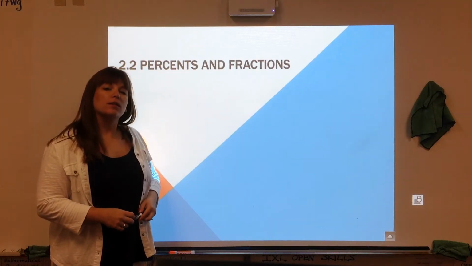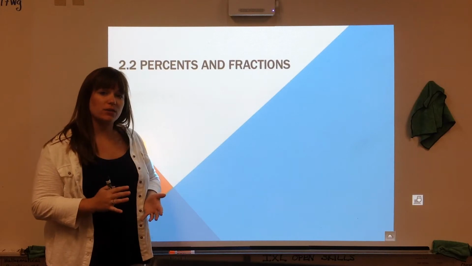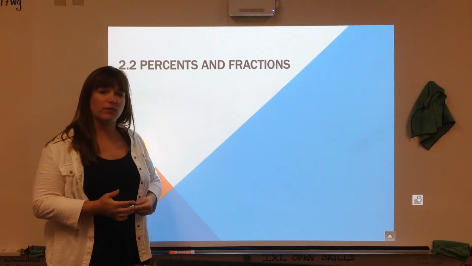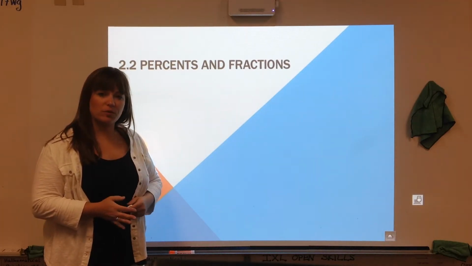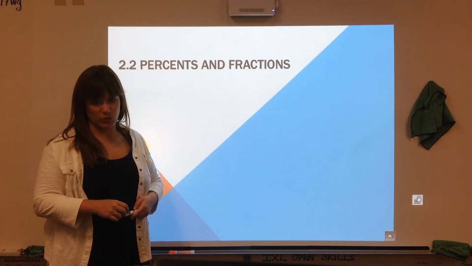This lesson is all about converting between percents and fractions, lesson 2.2. You need your math notebook and that foldable that we've been working on for converting between fractions, percents, and decimals. So here we go.